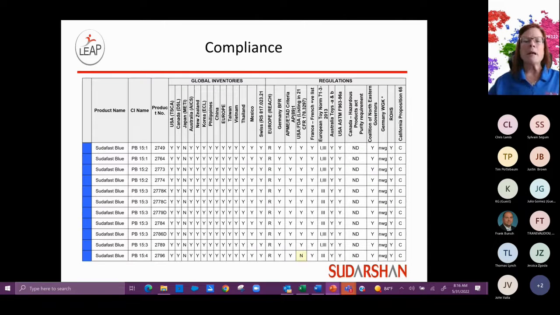In terms of compliance, I did want to point out that for the most part, all the CPC Blues, the 15-1s, 2s, 3s, and 4s are all equal and are all pretty much registered and appropriate for all regulations and inventories. The one exception is the Pigment Blue 15-4, which does not carry the FDA regulations with it.